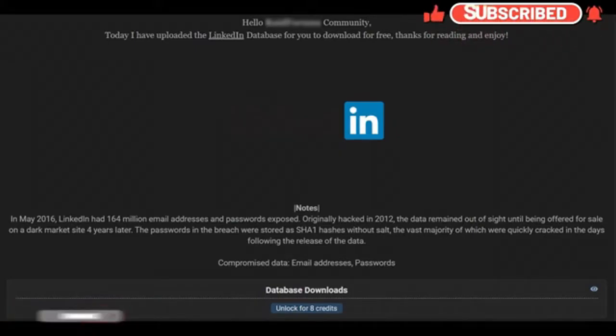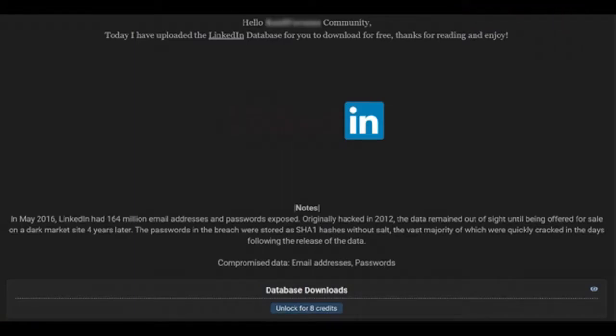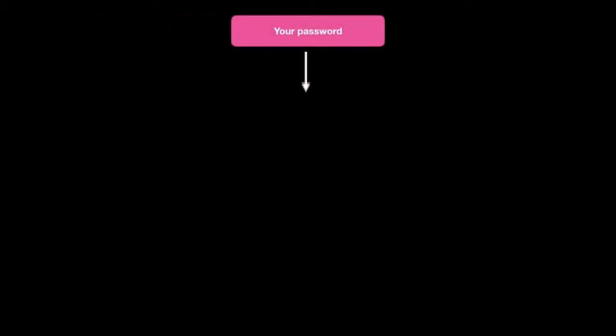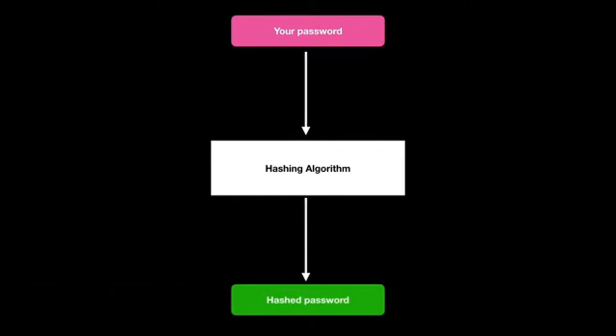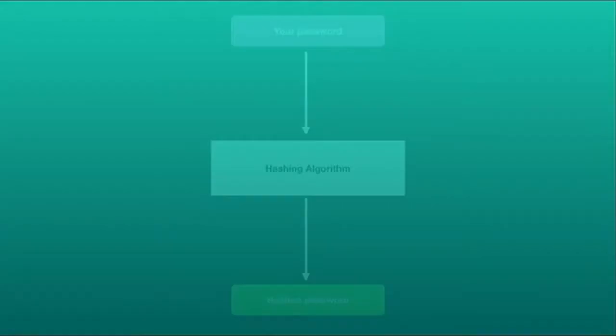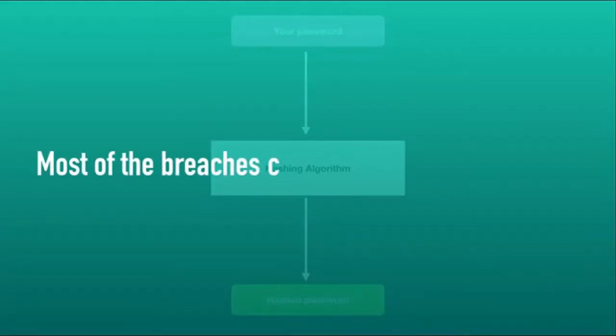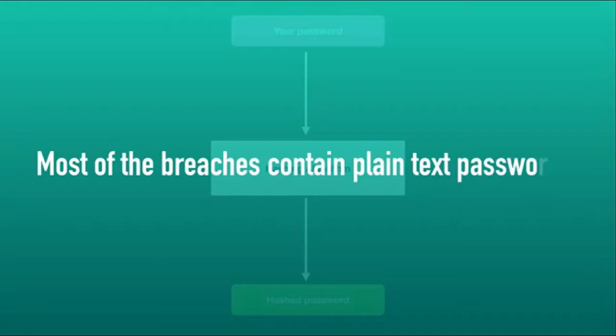This data contains the usernames and passwords of all or a part of the users of that website. So if you are a user of the website that got breached, your data is leaked too. Most of the websites hash your passwords before they store it in their database. So a hacker needs to first crack your password hash in order to find your real password in plain text. But I'm not saying that it is impossible to crack a password hash. In fact, most of the data breaches on the internet contain plain text passwords.